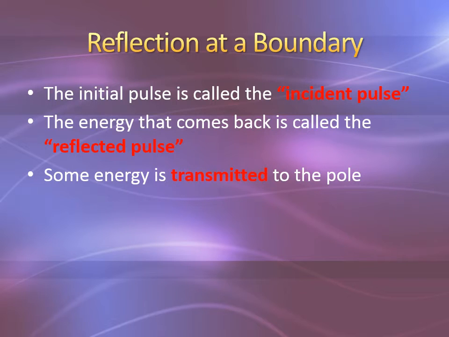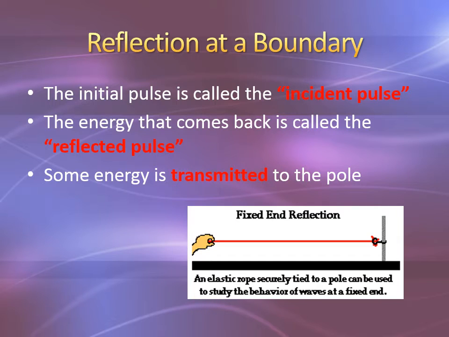Some energy is transmitted to the pole in real life, if this is, for example, a pole, like a picture like this. Okay, and in that case, the pulse is going to be a smaller amplitude because the amplitude is related to the energy. But we aren't always going to talk about that. We might call these ideal collisions where you've conserved energy as well. All right, so here's a picture.